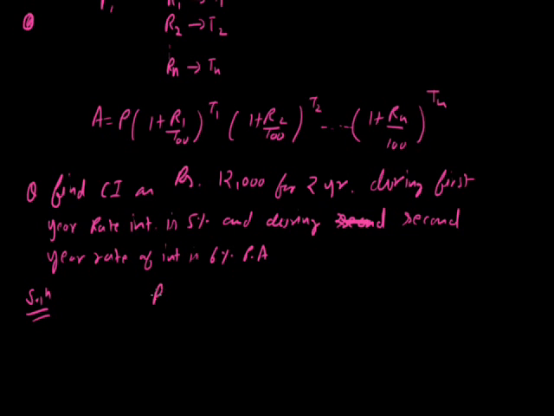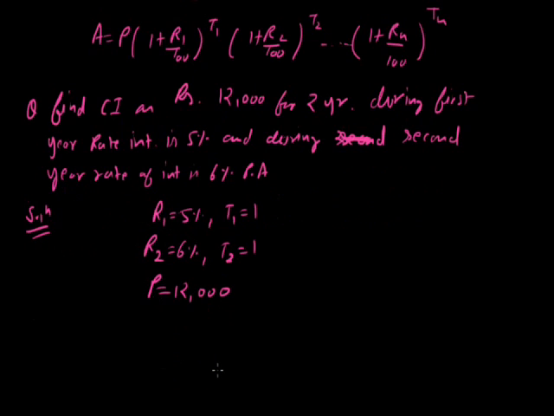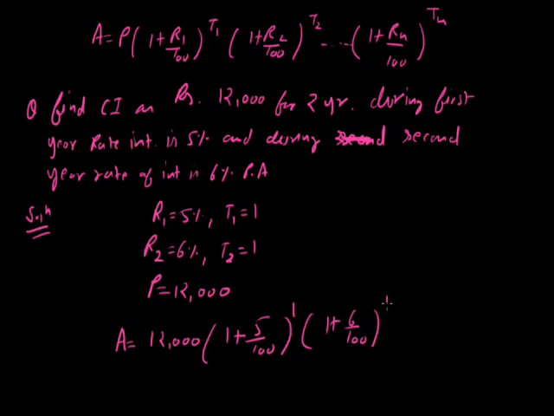So we have R1 is 5% for the first year, and R2 is 6% during the second year. The duration is only of 1 year, that is from 1 to 2. So T2 is 1 year and T1 is also 1 year, and the principal is given to us, that is 12,000. So we have to find the amount. So the amount is equal to P, that is 12,000, 1 plus R1 by 100 raised to the power T1, 1 plus R2 by 100 raised to the power T2, that is again 1.